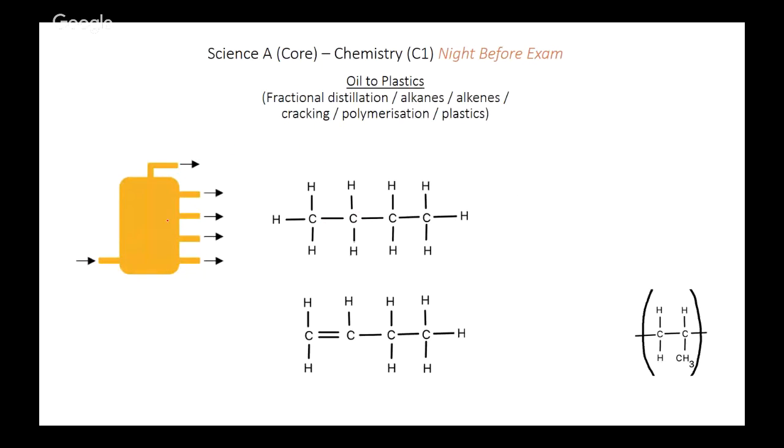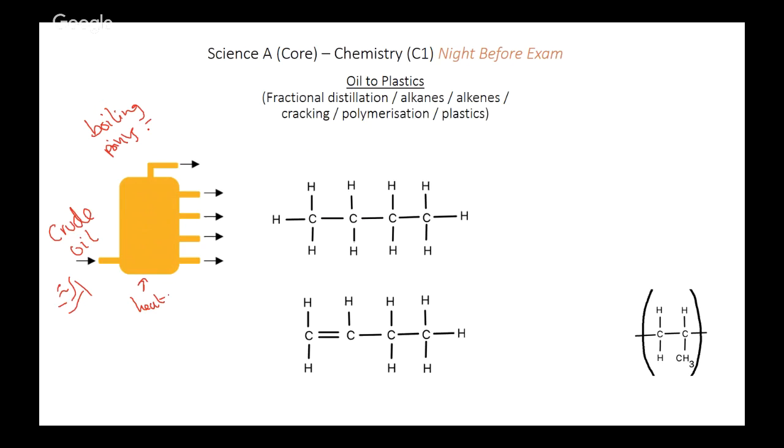Fractional distillation then. What goes in is crude oil, a mixture of hydrocarbons, of different lengths, short ones, long ones, and they all need to be separated because whilst they're a mixture, they are not useful. But if we put it into the fractional distillation tower, heat it up, we can separate them. Just think about, how are they separated? They are separated because they have different boiling points.